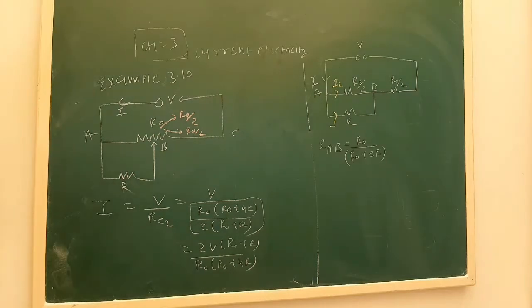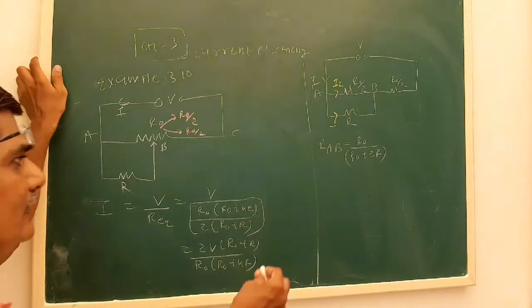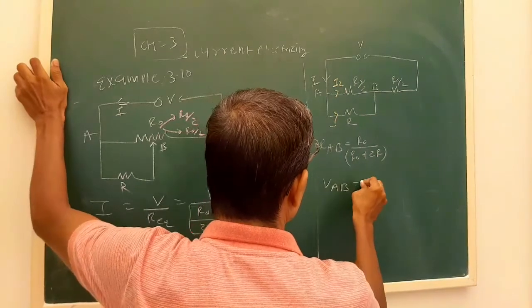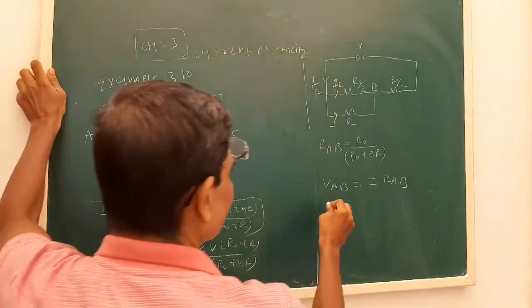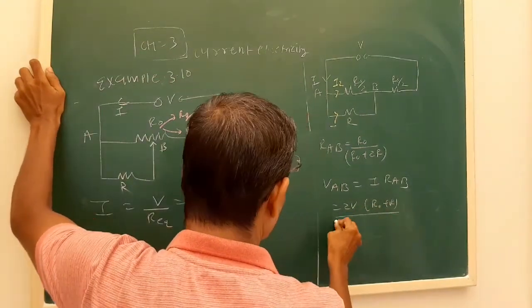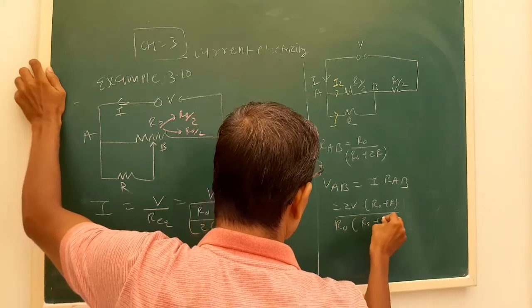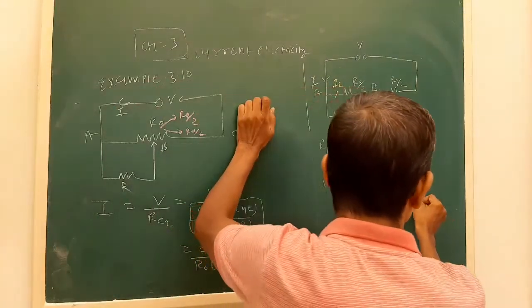Now see, we have done a little bit longer method earlier. So in parallel the voltage remains the same. So what do we use? VAB is I into RAB. What is the value of I? We have obtained 2V R0 plus R upon R0 plus 4R. R0, RAB we have already obtained.